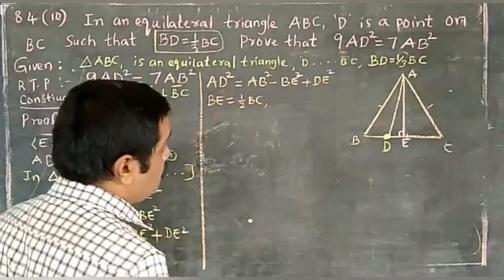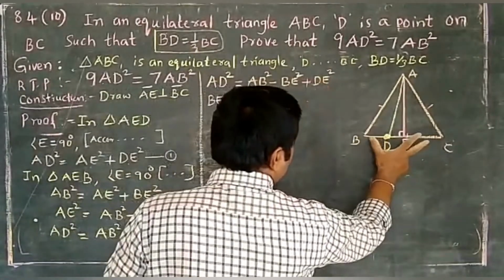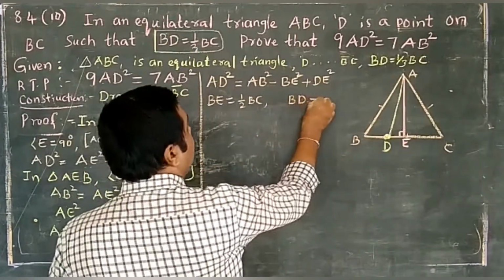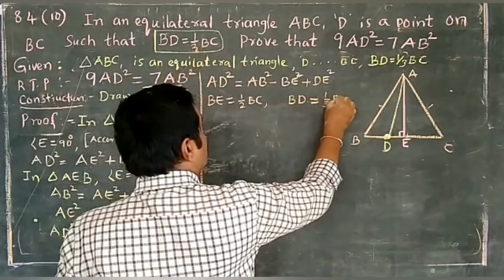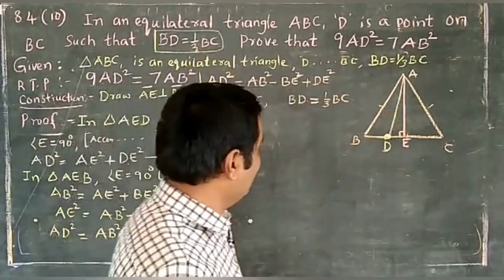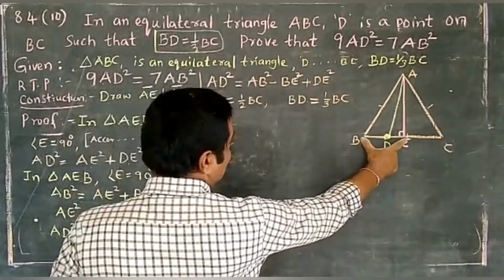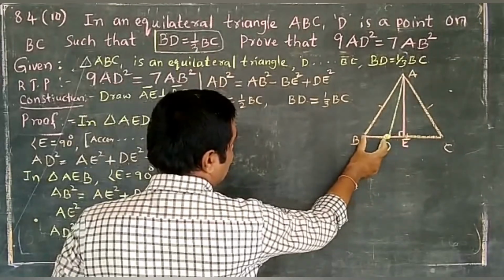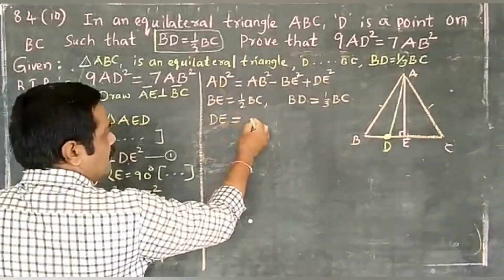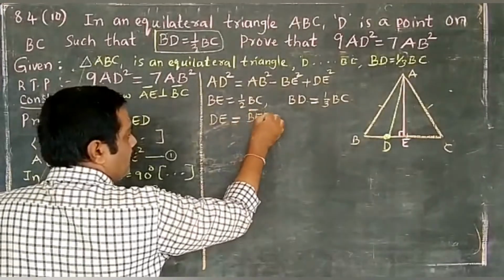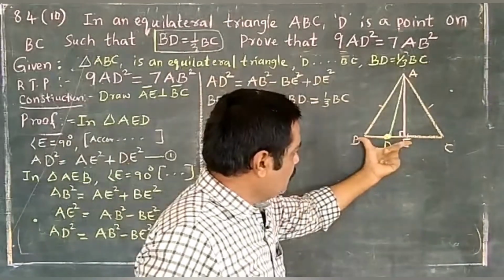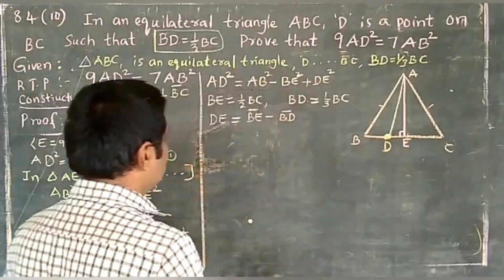Right, this is okay. What about DE? Instead of DE, how to write it in terms of BC? We already know the BD length: BD is equal to 1 by 3 BC. By the help of this BE and BD, we have to find DE. This is totally BE, and this is BD. BE minus BD, what we get? DE. That's why DE is equal to the total BE minus BD. Clear now? We get DE, so substitute the values.